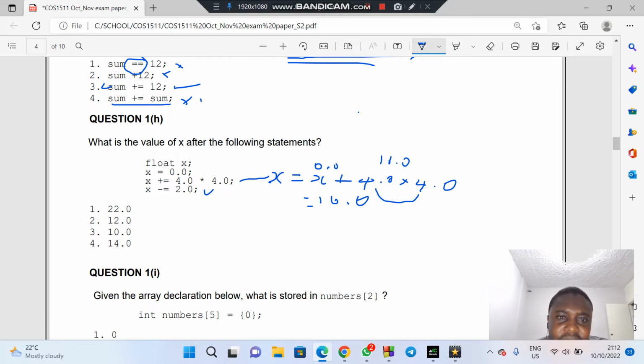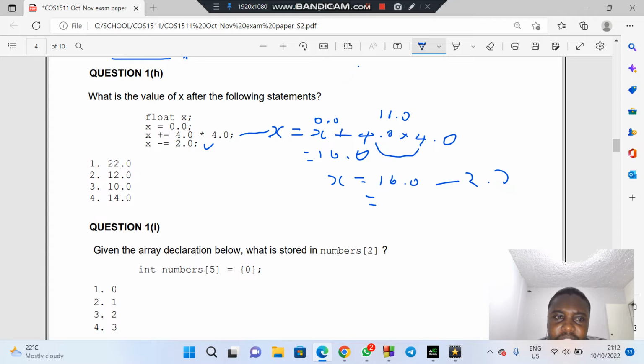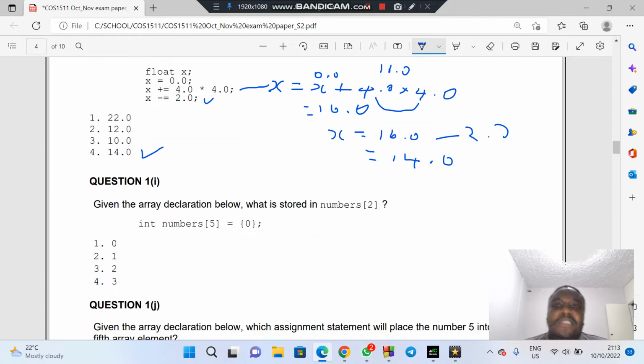This one now says it subtracts, which means now x is equal to 16.0. You subtract 2.0, which means your answer is going to be equal to 14.0. So if you check your answer, you will see that it is number 4. Answer number 4 is the answer for that question. That's how you analyze it.